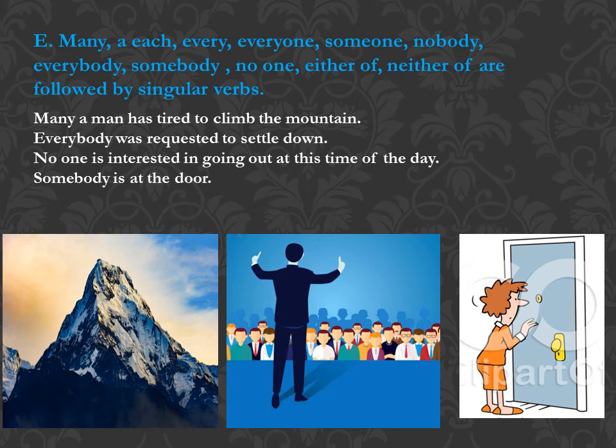Many a, each, every, everyone, someone, nobody, everybody, somebody, no one, either of, neither of are followed by singular verbs. For example, many a man has tried to climb the mountain. Everybody was requested to settle down. No one is interested in going out at this time of the day. Somebody is at the door.